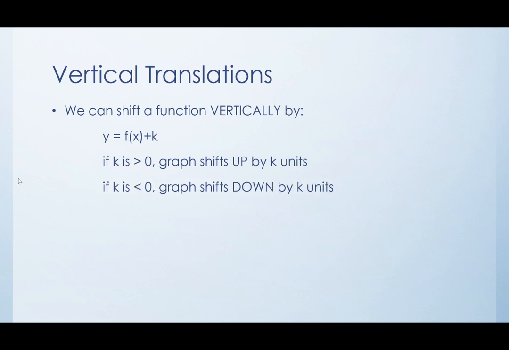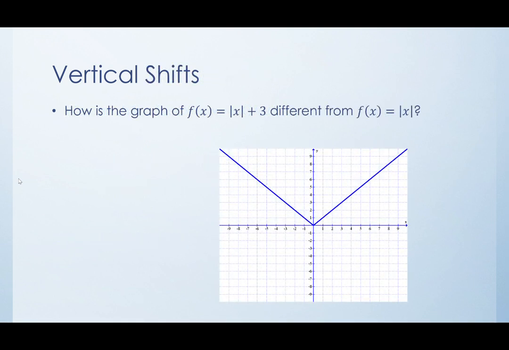And if it's negative, then we're shifting down by k units. So you're just doing whatever the sign says on your function. So we can look here and we're going to talk about, well, how is the graph of absolute value of x plus 3 different from the graph of absolute value of x?